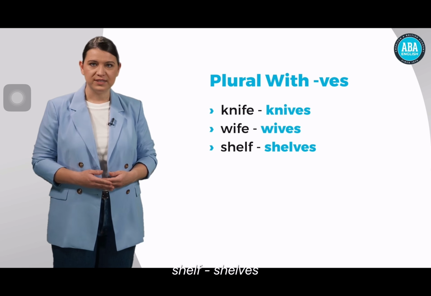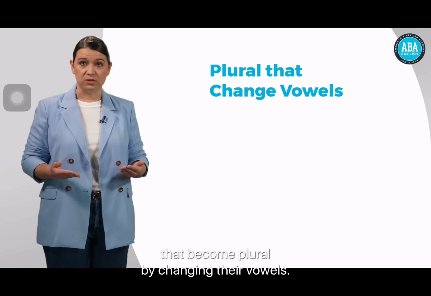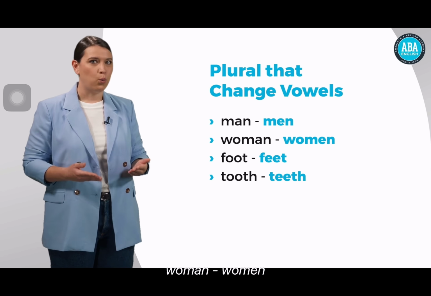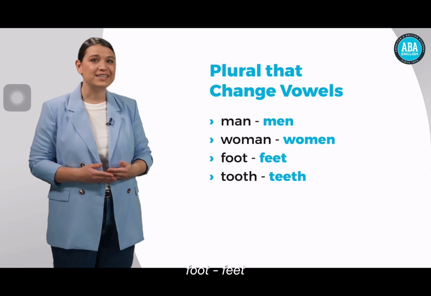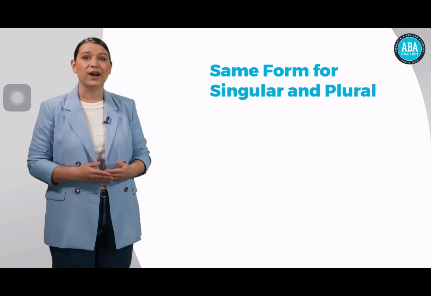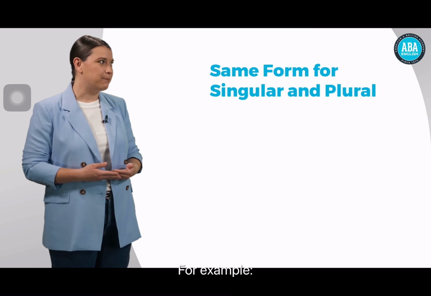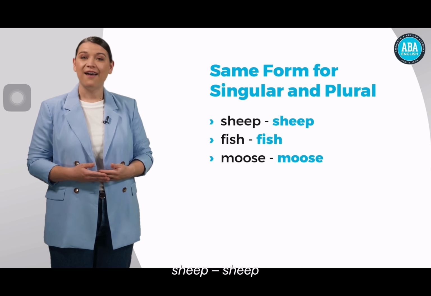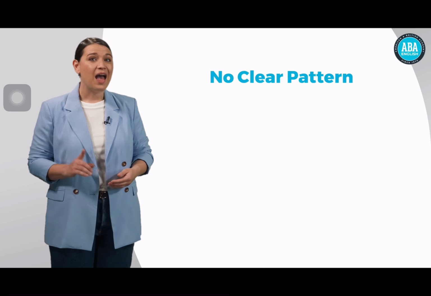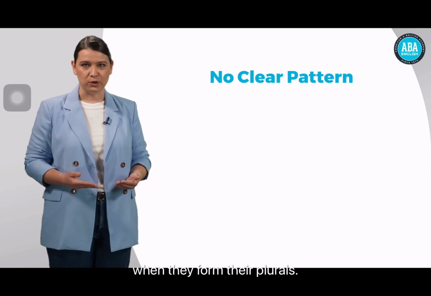Shelf, shelves. There are some other nouns that become plural by changing their vowels. For example, man, men. Woman, women. Foot, feet. Tooth, teeth. Also, there are some cases where the singular and plural nouns have the same form. For example, sheep, sheep. Fish, fish. Moose, moose.